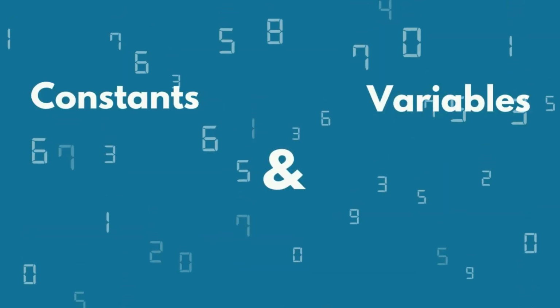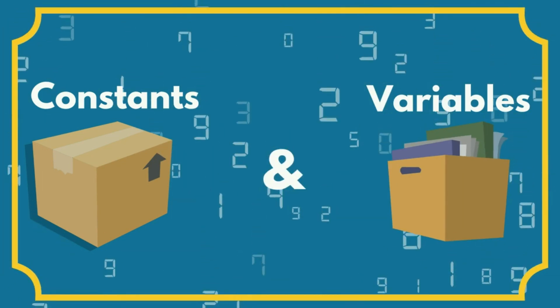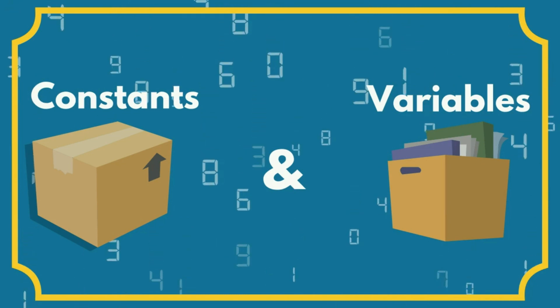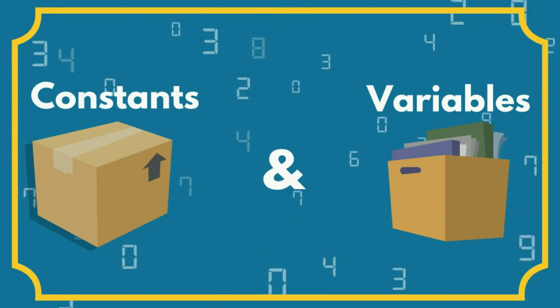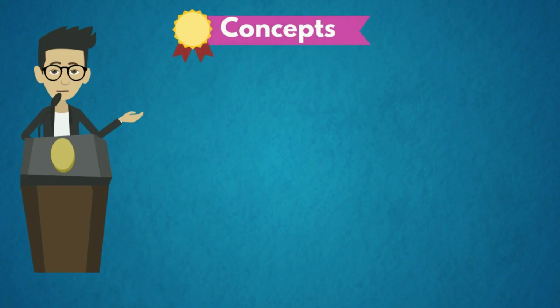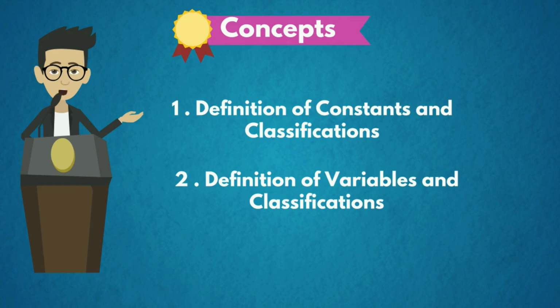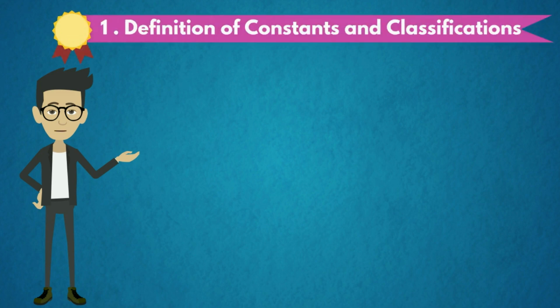Constants and variables. In this video, we are going to learn about how many types of constants are there, how many value types are there, and how to use them. So let us now continue with our session. The concepts are: first, definition of constants and classifications. Second one, definition of variables and classifications. Now, let us discuss the first topic, that is definition of constants and classifications.